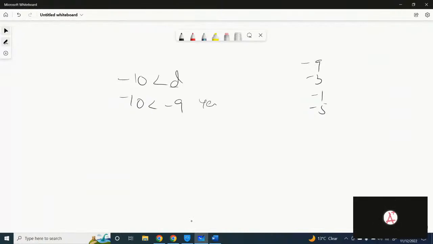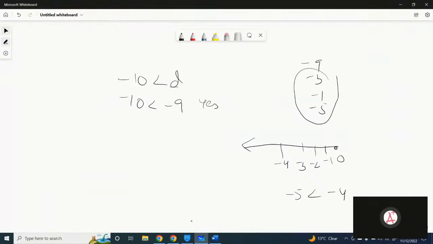Yes, because on the negative side, as you are moving far from 0, the numbers are getting smaller and smaller. Got it? All the numbers are after negative 10 on the number line. You can just see here you have negative 5, here you have negative 3, negative 1, and here negative 10 is so far. So negative 10 is less than all the numbers. Got it? So the solution is all of the above.